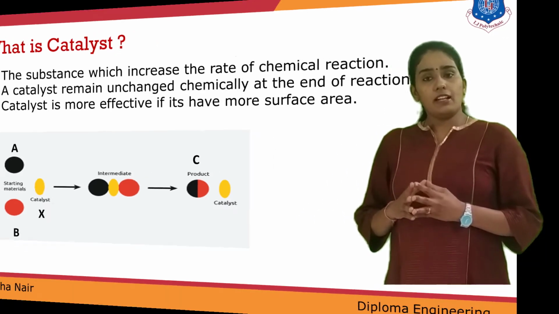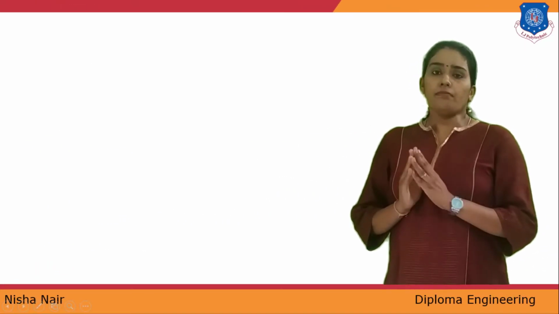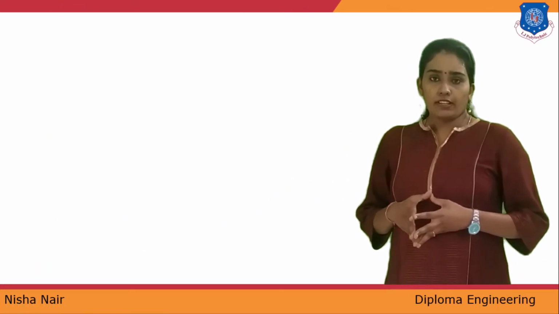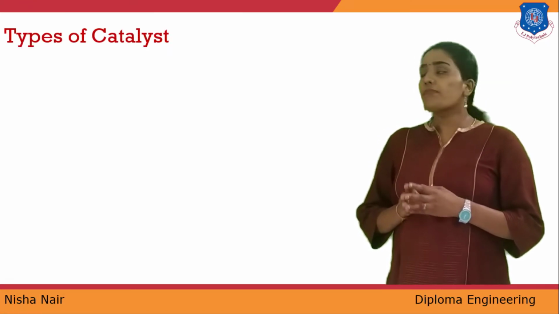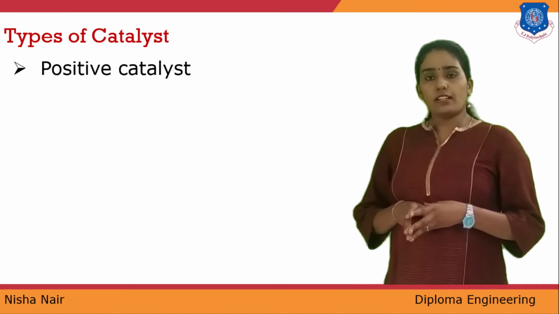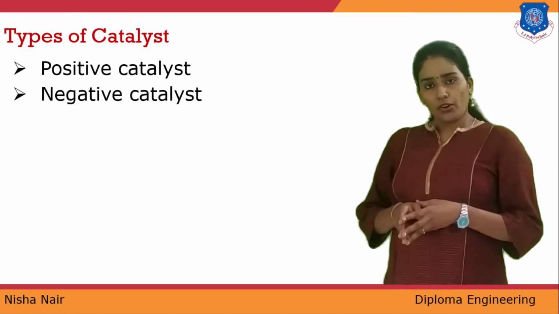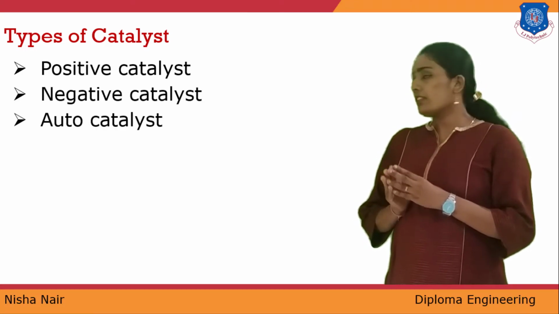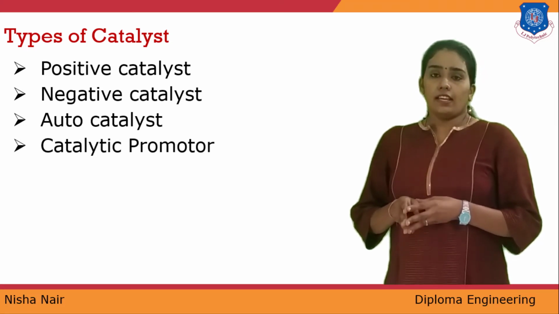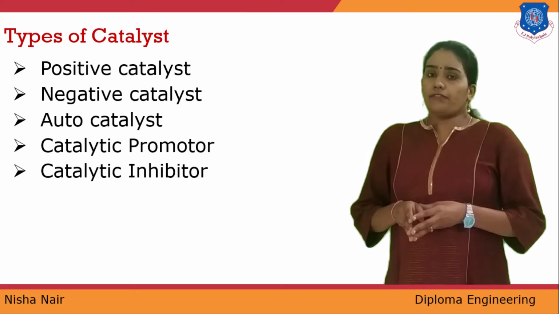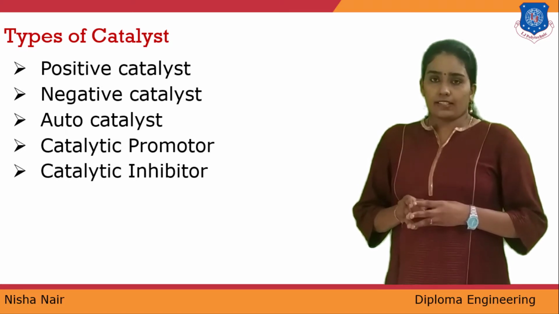of chemical reaction. Now there are different types of catalyst. They are: first is positive catalyst, second is negative catalyst, third is autocatalyst, fourth is catalytic promoter, and fifth is catalytic inhibitor. Now let me see each catalyst.